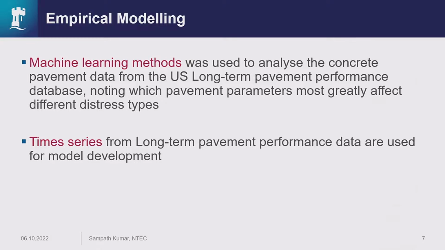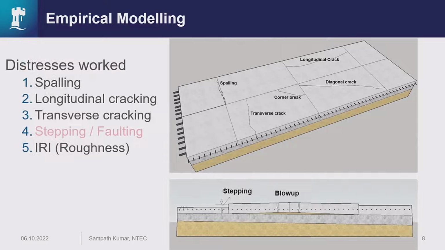We have a good set of data which helps us know the pattern of deterioration for the different distresses. When I say distresses, there are many types in concrete pavement, but in this project we are focusing on 5 major distresses: spalling, longitudinal cracking, transverse cracking, stepping and faulting, and IRI. You can see stepping and faulting is still in progress, so I've downlighted it instead of highlighting it. But I'm going to present the results for the other 4: spalling, longitudinal cracking, transverse cracking, and IRI.